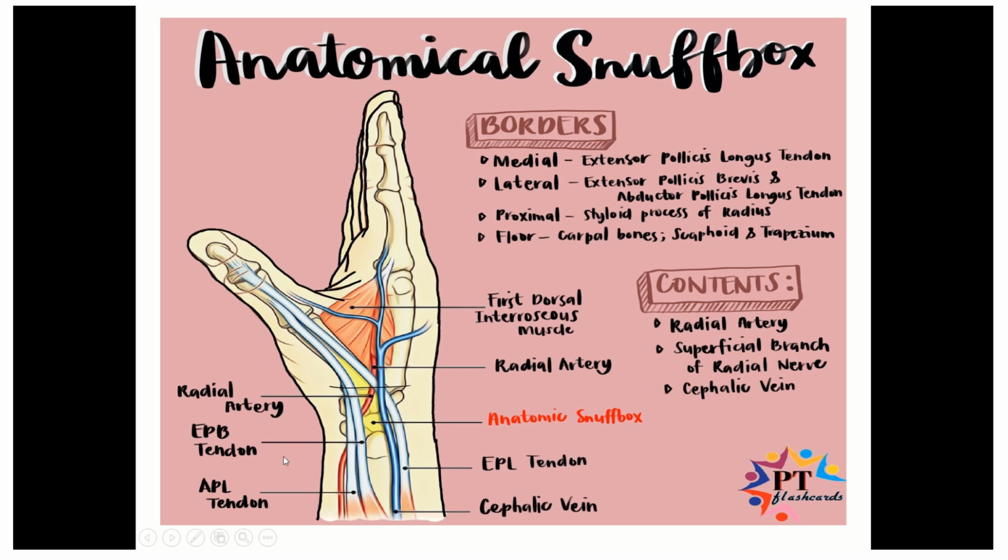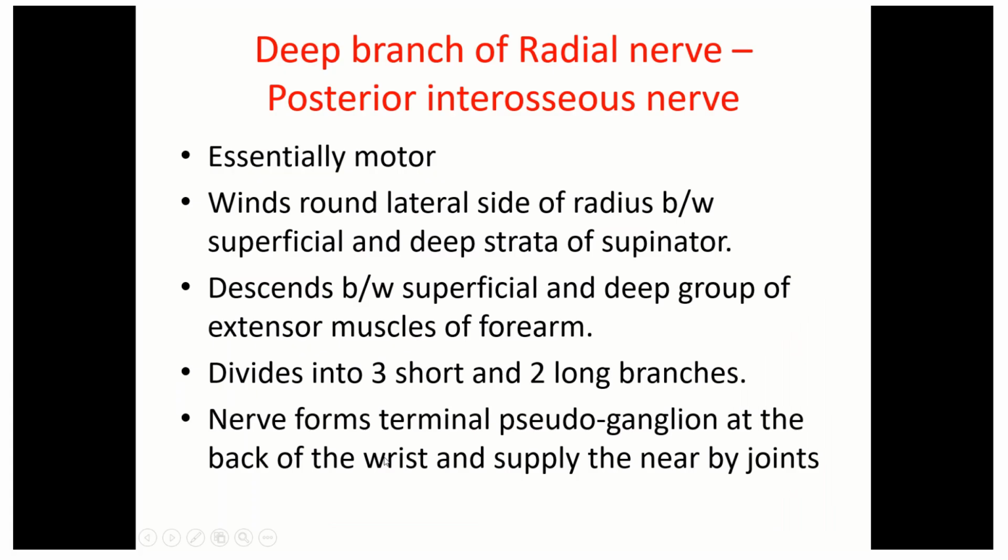This is the anatomical snuff box, which is bounded on the lateral side by the abductor pollicis longus and extensor pollicis brevis, and on the medial side by the extensor pollicis longus. Here you can see this is the floor. You can see the radial artery resting in the floor, and you can see the cephalic vein in the roof along with the superficial branch of the radial nerve. Here the superficial branch of the radial nerve is not visible, so we are just highlighting the anatomical snuff box.